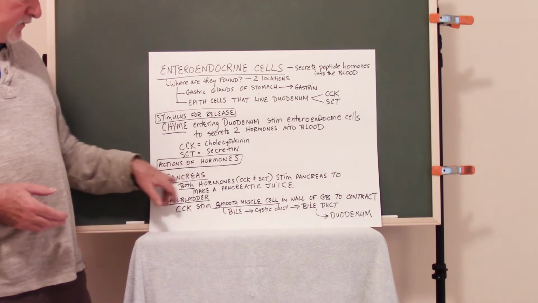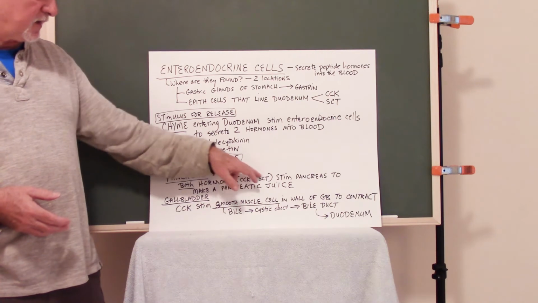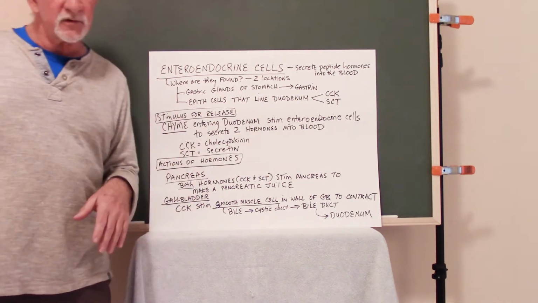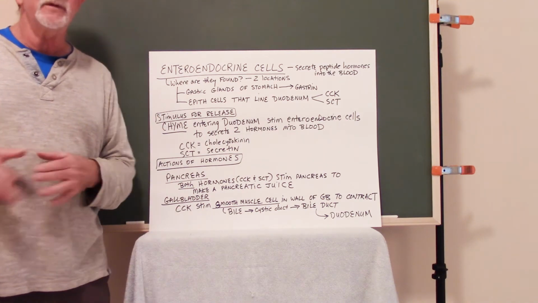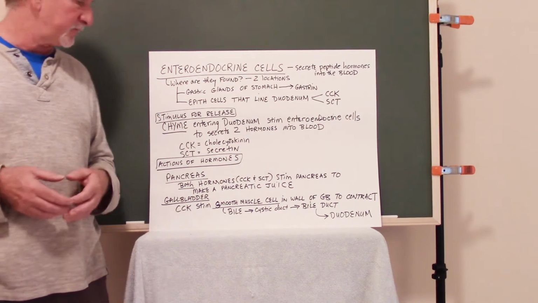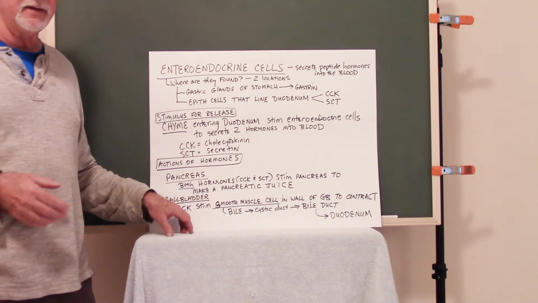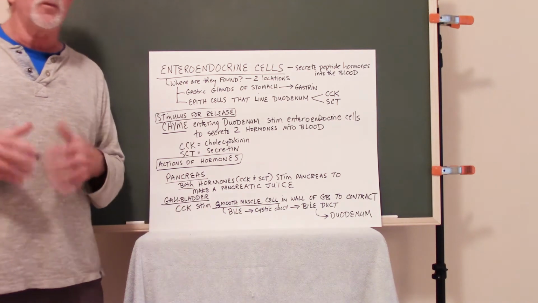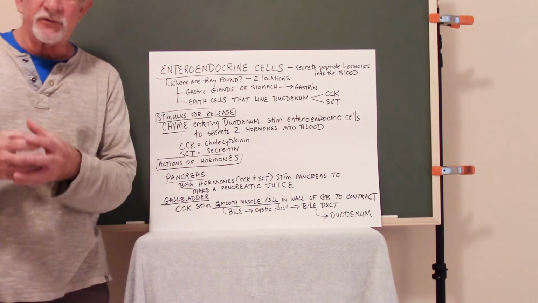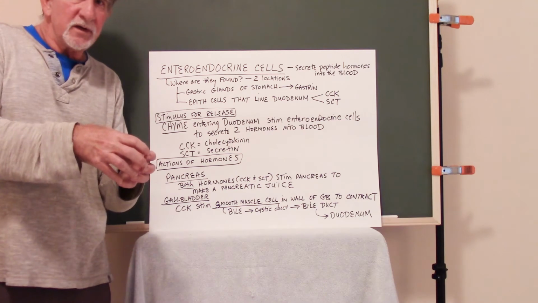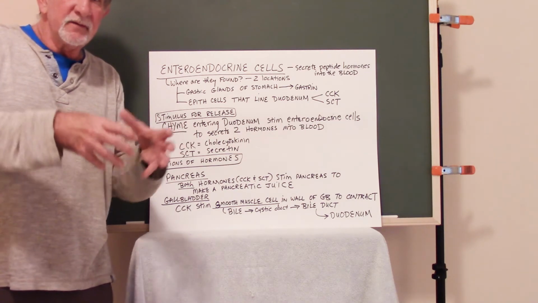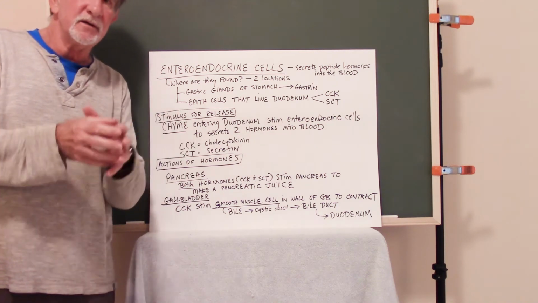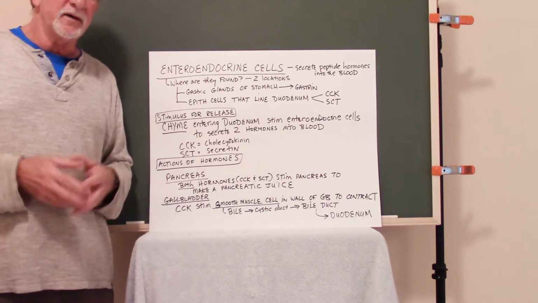Both of these hormones, secretin and cholecystokinin, stimulate the pancreatic cells to make and secrete a pancreatic juice that would then flow into the duodenum. And cholecystokinin alone stimulates smooth muscle cells in the wall of the gallbladder to contract. And when the smooth muscle cells in the wall of the gallbladder contract, they push bile out of the gallbladder into the cystic duct, to the bile duct, and from there into the duodenum.